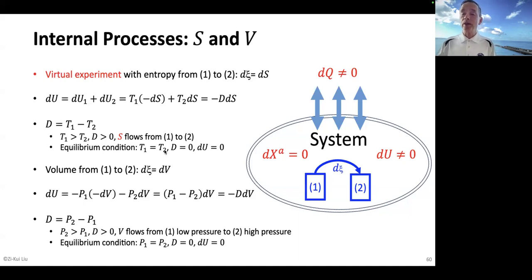So at the end of the process, you should reach equilibrium. At equilibrium the condition is P1 equal to P2, there's no driving force. Then dU equals 0, so that means the internal process, if we move from here to there, will not produce any entropy, and the internal energy doesn't change. So the system is at equilibrium. We got the equilibrium conditions based on the two virtual experiments: the two potentials, temperature and pressure, both must be homogeneous in the system for equilibrium.